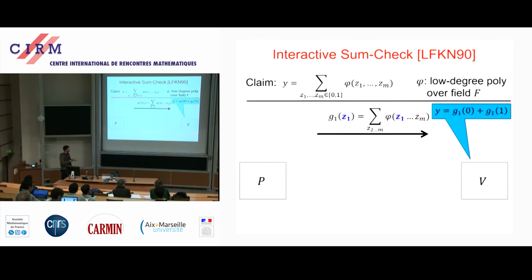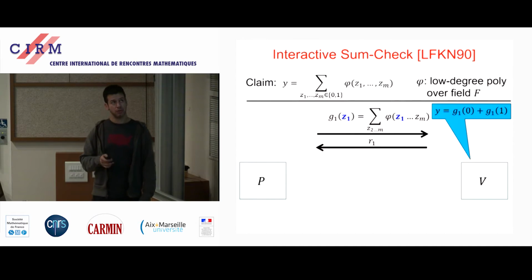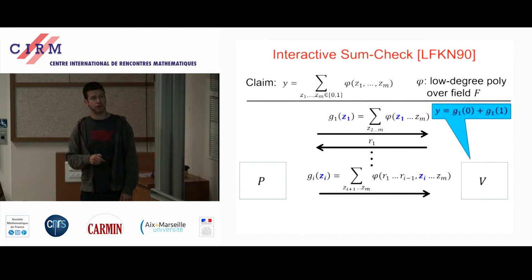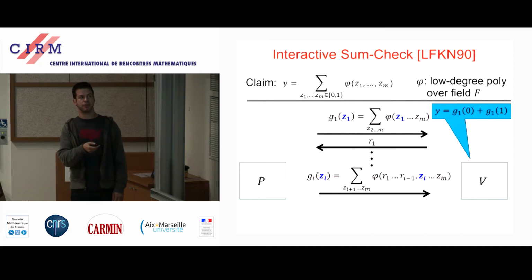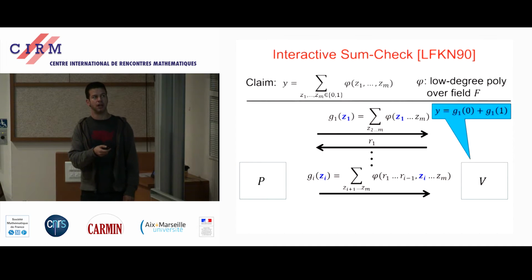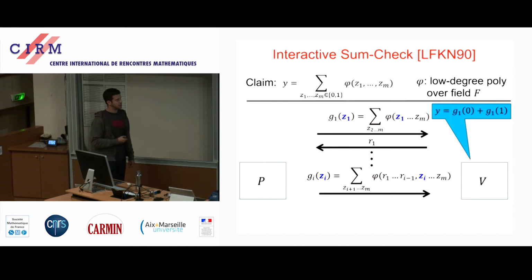Then, as was suggested, if this test passes, the verifier chooses a random assignment to the first variable. We fix that, and in the next round the first variable is fixed and the second variable is free. The prover sums over the remaining variables that haven't been fixed and aren't free. So he sends this polynomial gi in the ith variable zi, where variables 1 up to i minus 1 have been fixed to random values chosen by the verifier, and we're summing over all the remaining variables. That's the ith round.